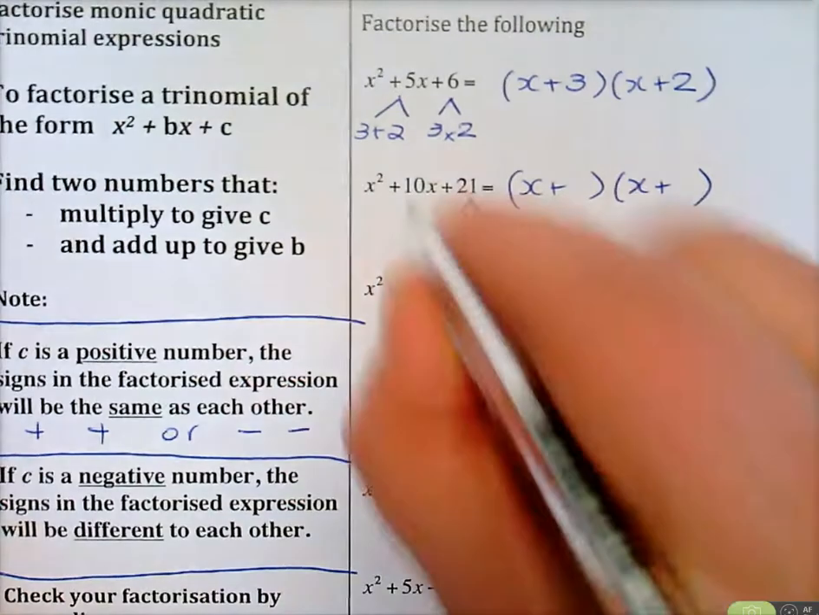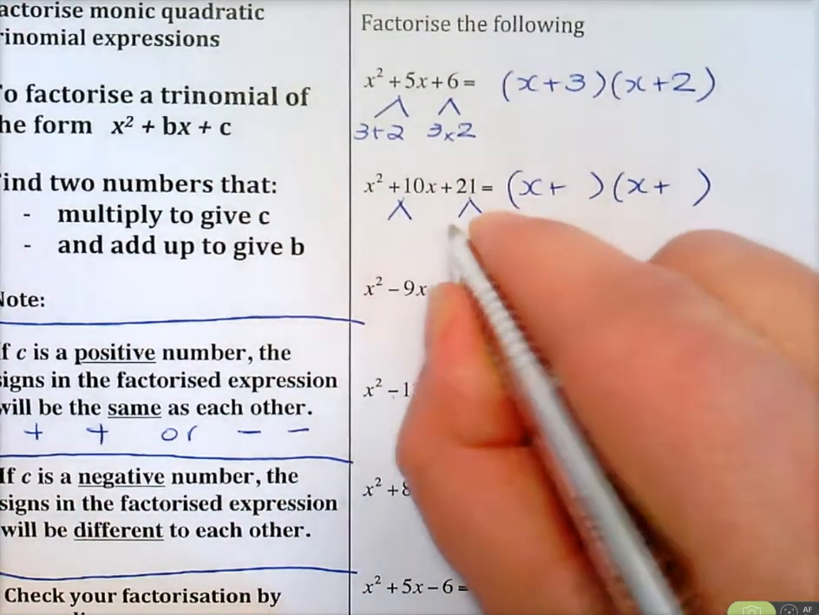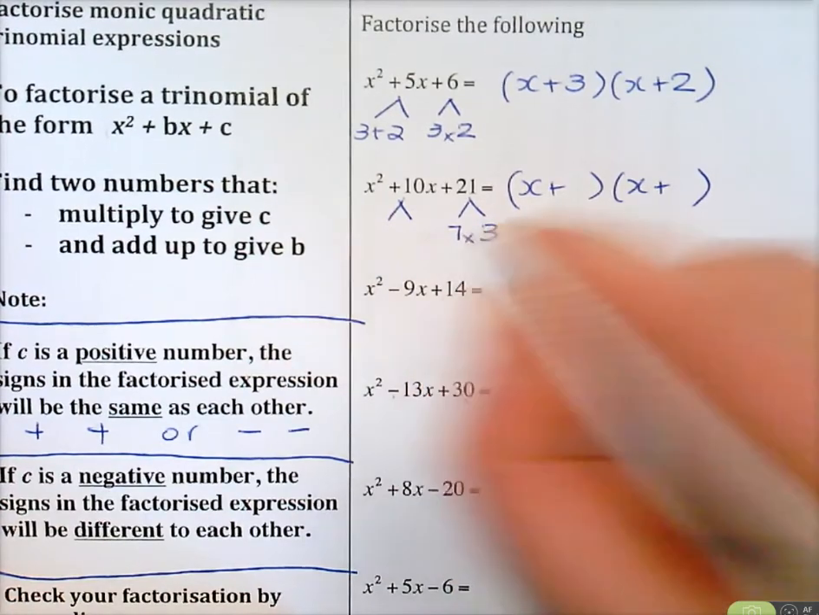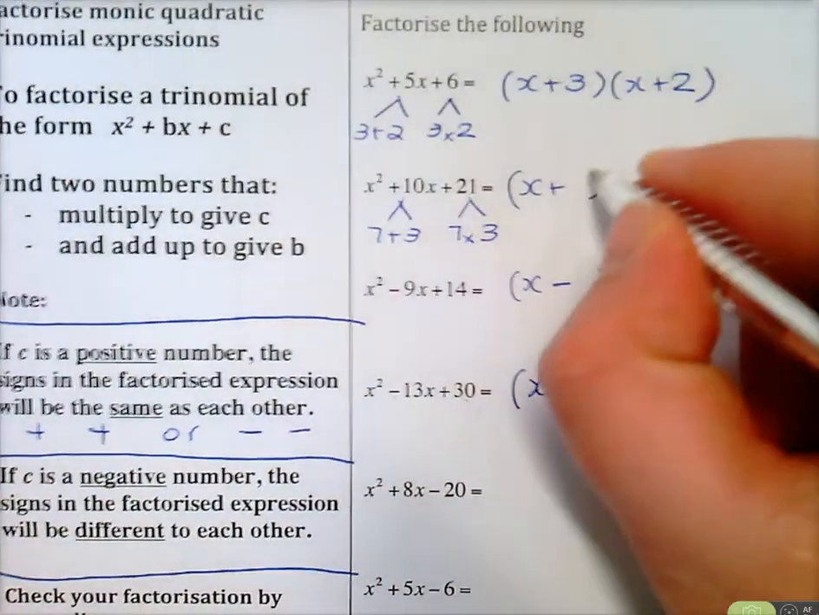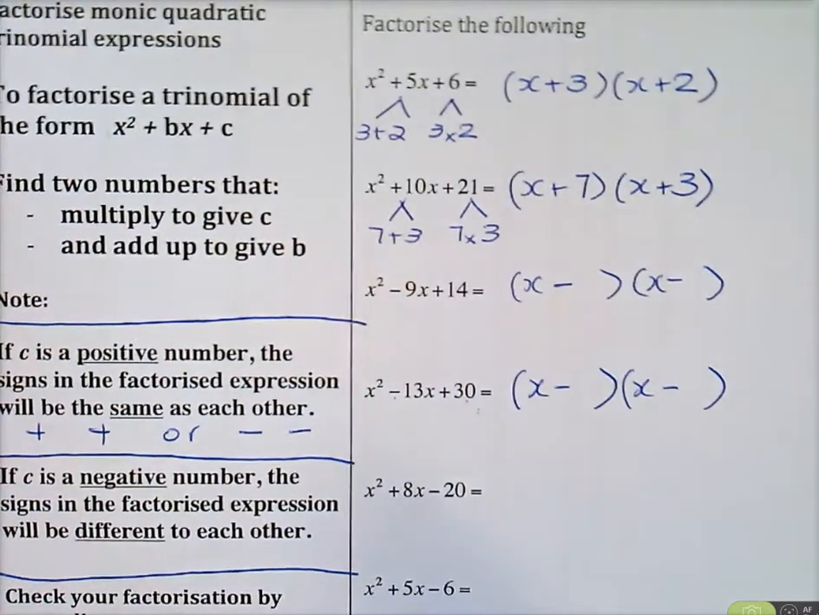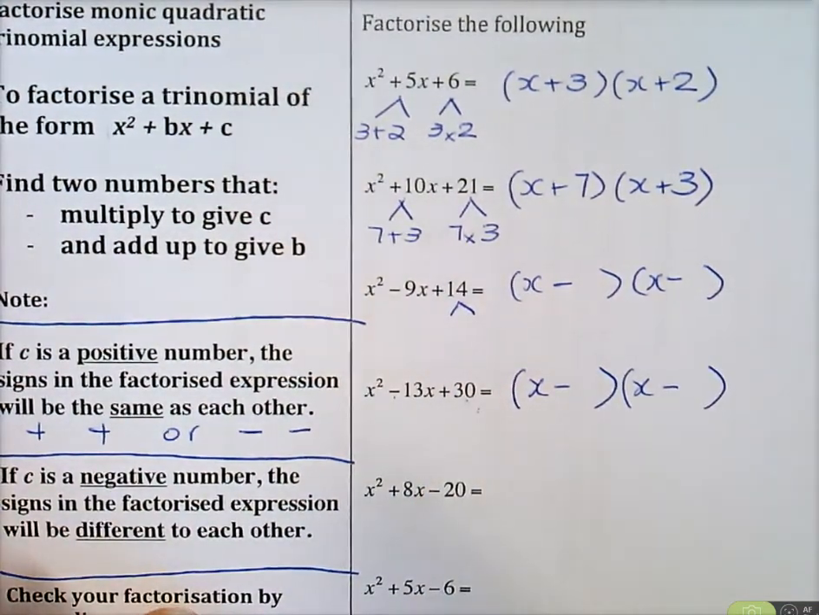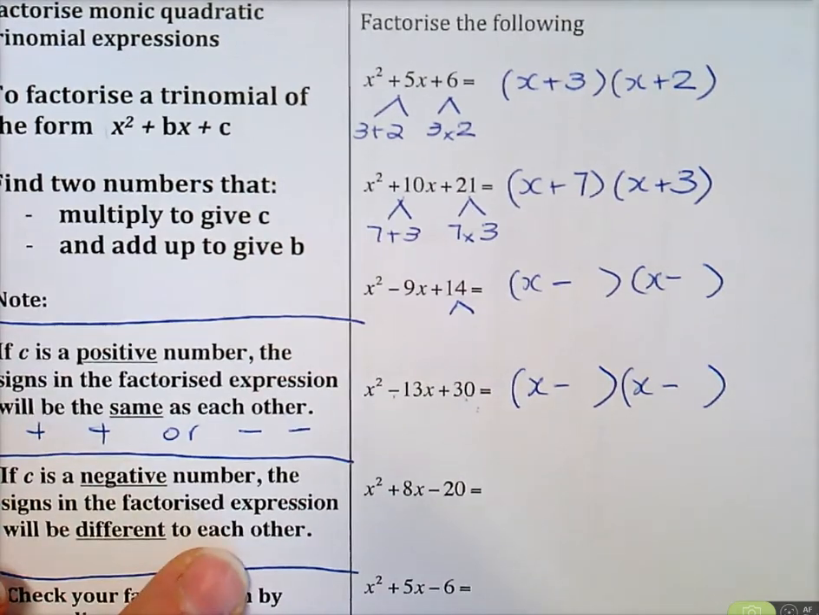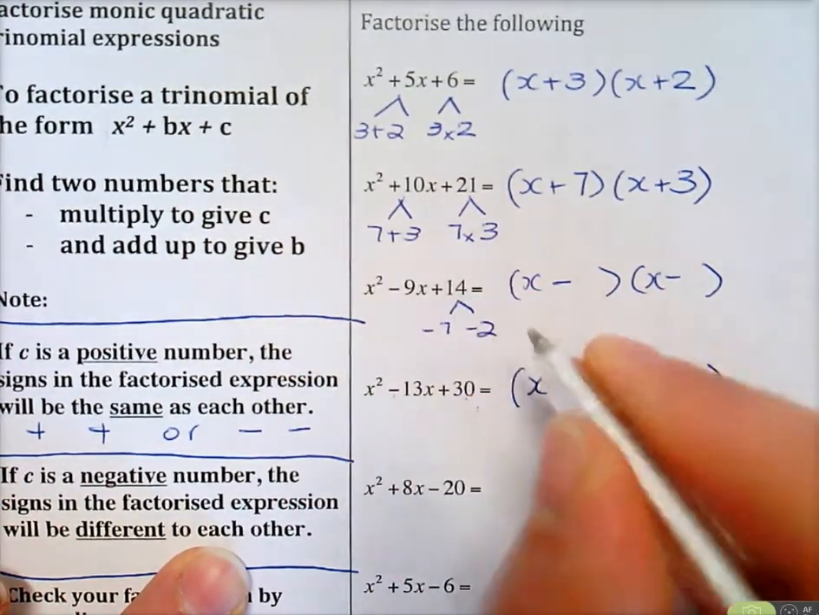What 2 numbers multiply to give 21 but add up to give 10? 7 times 3, they're positive. 7 plus 3, they're both positive, gives 10. Now you can put x plus 7, x plus 3, or x plus 3, x plus 7, doesn't matter. This one, what 2 numbers multiply to give 14? Well, we definitely got 7 and 2, but negative 7, negative 2.